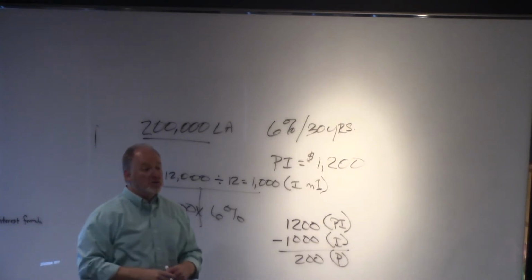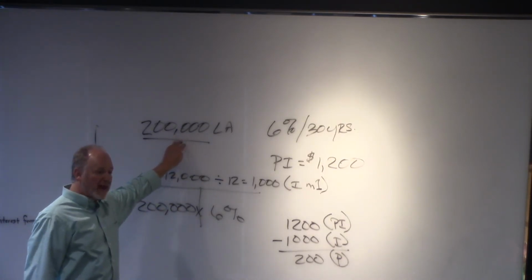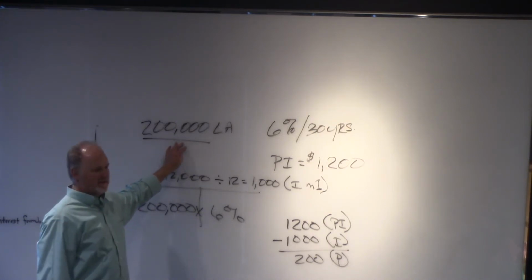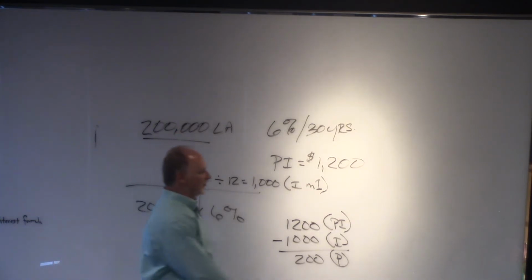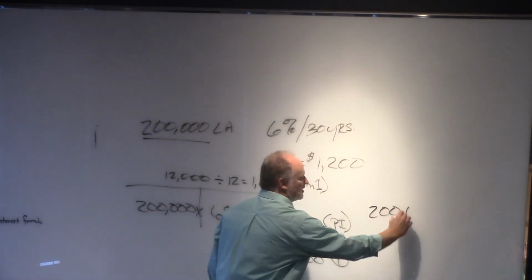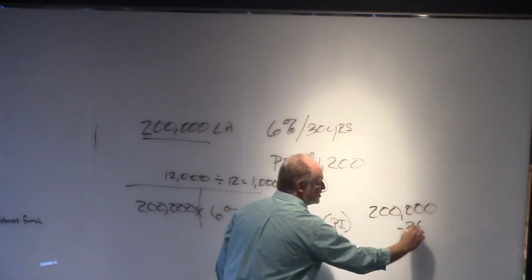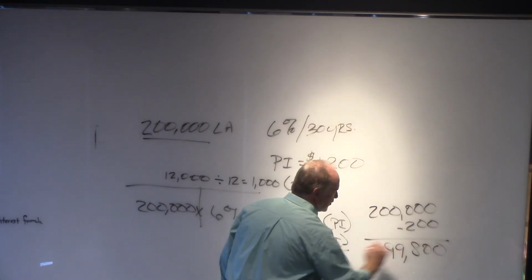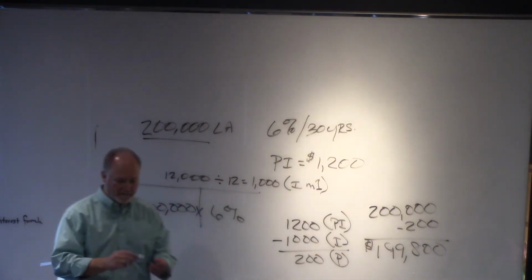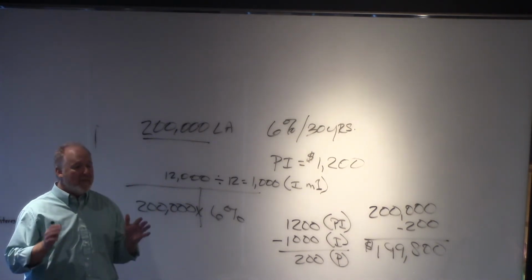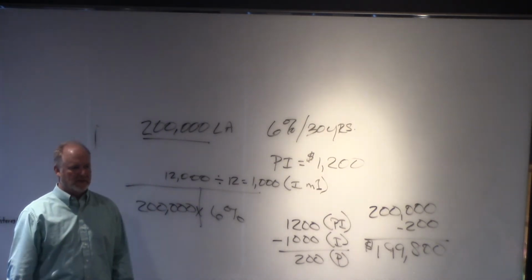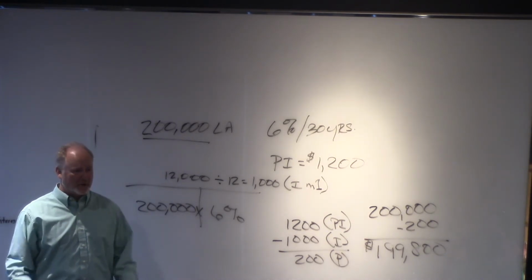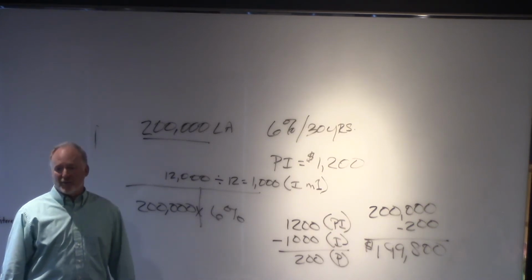All right? So you started off with $200,000. Bobby, after making a $1,200 payment, how much do you still owe on that $200,000 loan? 200,000 minus 200 bucks. You still owe $199,800. You made a $1,200 payment. $200 of it went to paying your loan down. And 6% is not a bad rate. It's not great in today's market, but historically, not a bad rate.